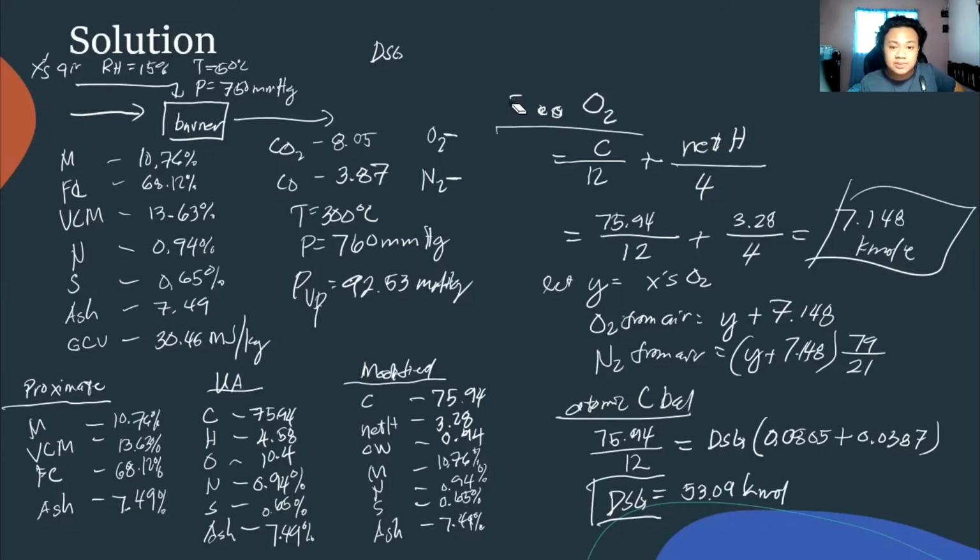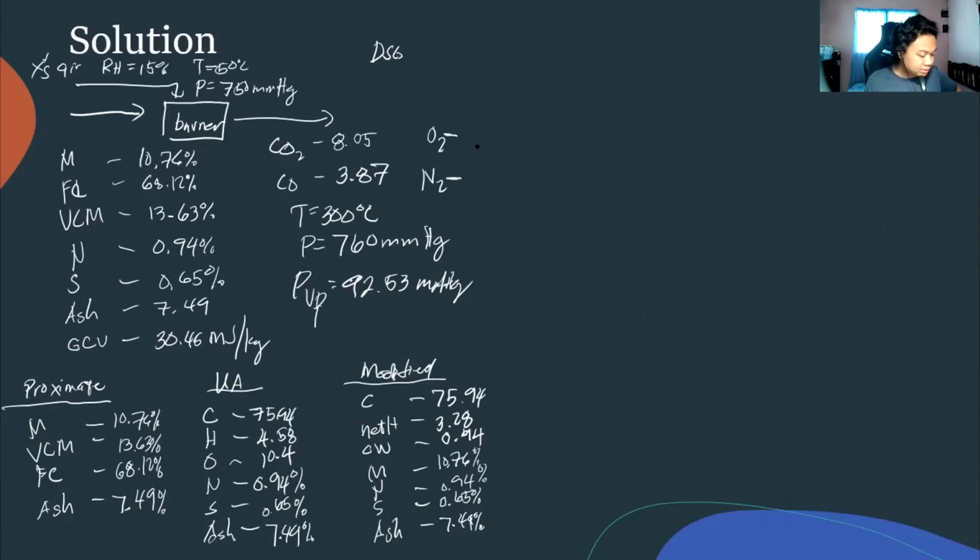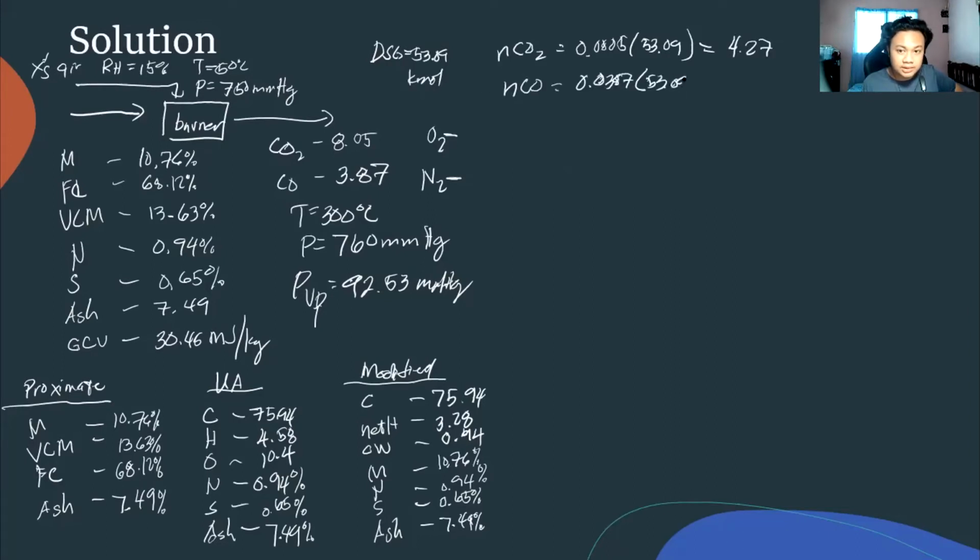Okay? So let me just erase here. We'll have to get the NCO2. So NCO2, just multiply the percentage that we've got, 0.0805 times 53.09. We have 4.27. And then NCO, 3.09 times 53.09, I have 2.05 kmol also.